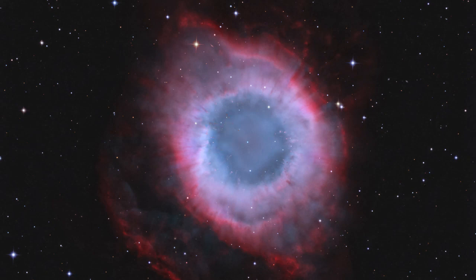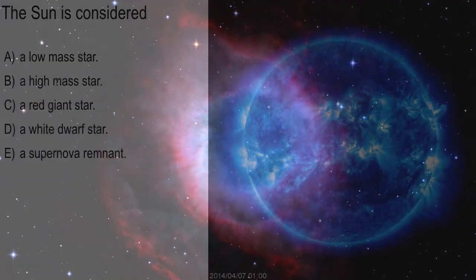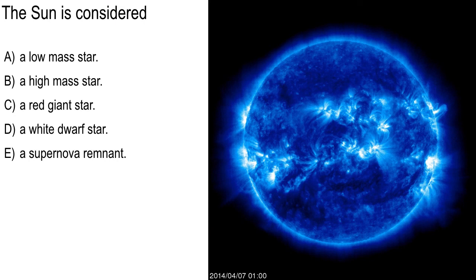Now, let me ask you another clicker question. And this is really the question that determines where you go for retirement. Are you going to move to Florida and become a white dwarf star? Or are you going to move to San Diego and become a giant and go into a supernova? Multiple choice. So go ahead and answer this question. 30 seconds to vote.